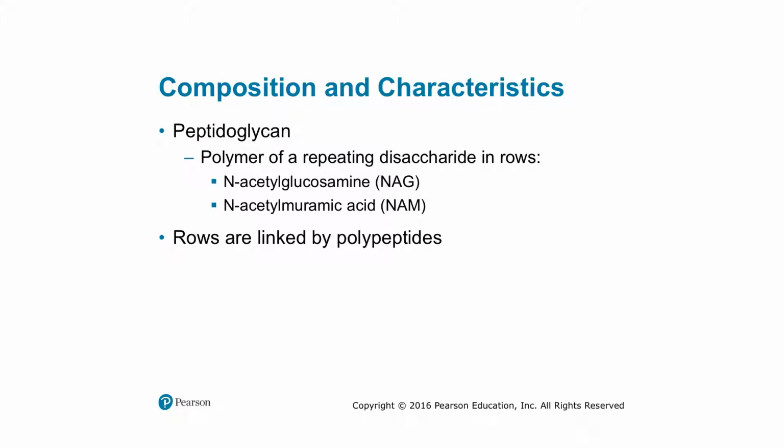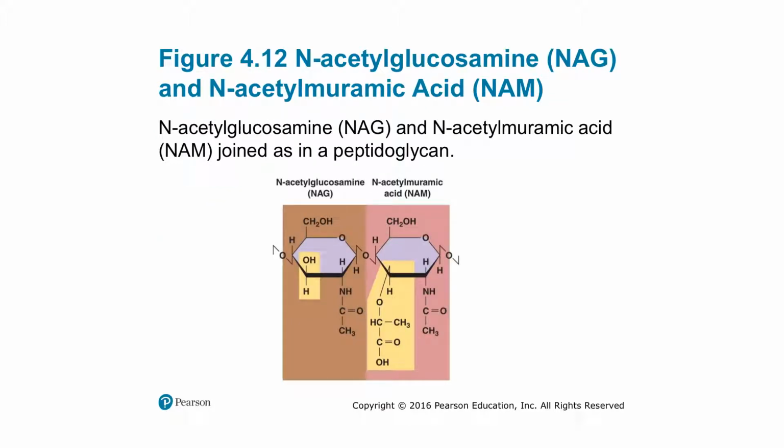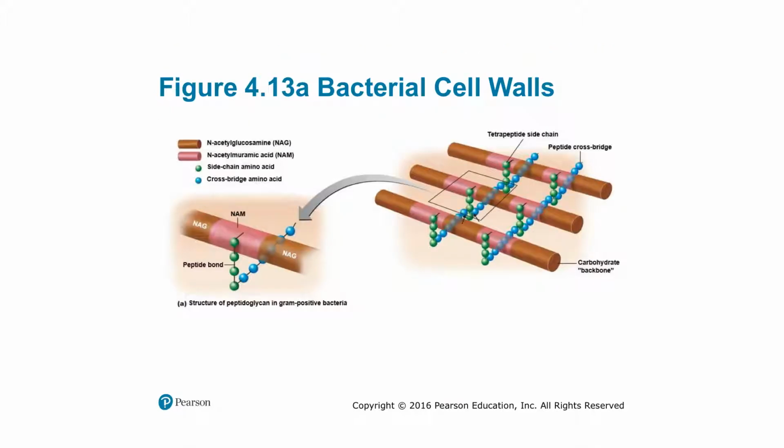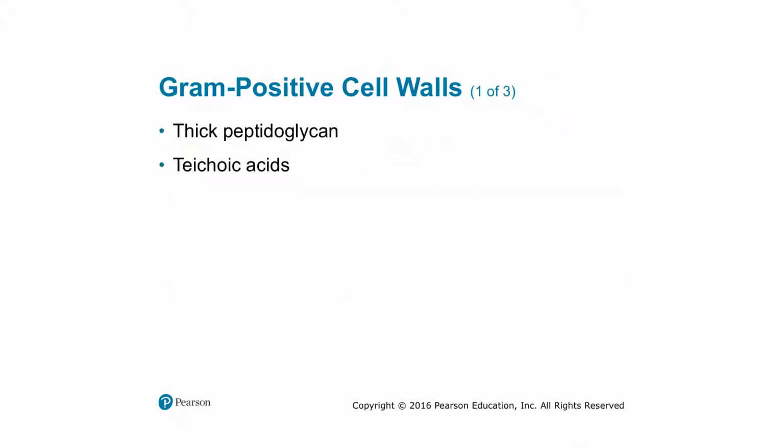Peptidoglycan is a polymer of a repeating disaccharide in rows. You have N-acetylglucosamine, or NAG, and N-acetylmuramic acid, which is NAM. The rows are linked by polypeptides. Here you can see how they compare and contrast to each other, and how they are joined in a peptidoglycan. These bacterial cell walls alternate and are joined together, and this helps make a very structured cell wall.